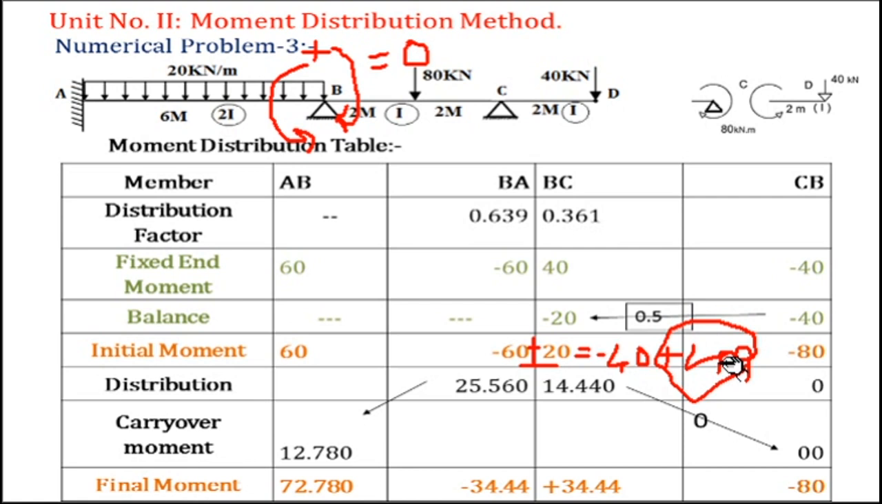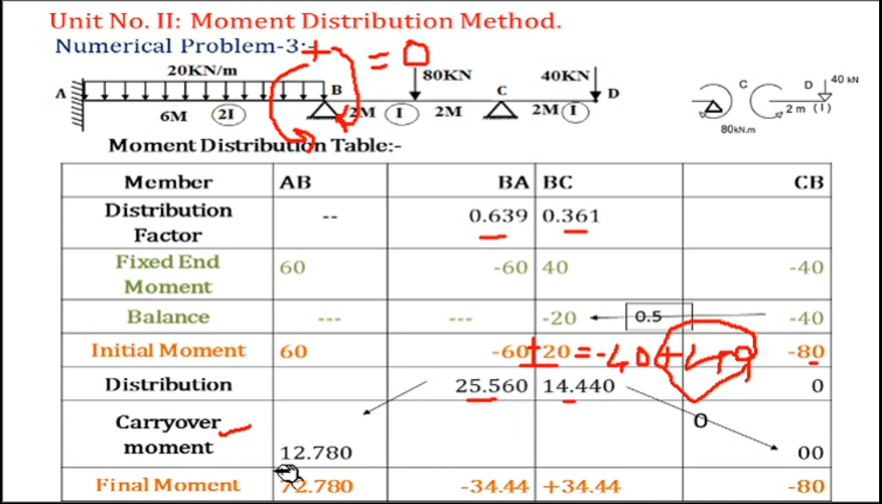So plus 40 into the 0.639 distribution factor, we have distribution moment 25.560, plus 40 into distribution factor BC 0.361, we have distribution moment 14.440. Now half you have to carry to the far end AB. So half, 12.780, write down as carry over moment. Now the far end for CB is simply supported, so no carry over, and we have to maintain minus 80 at last, so it will be 0. Okay, so hanging portion no carry over, so 0.